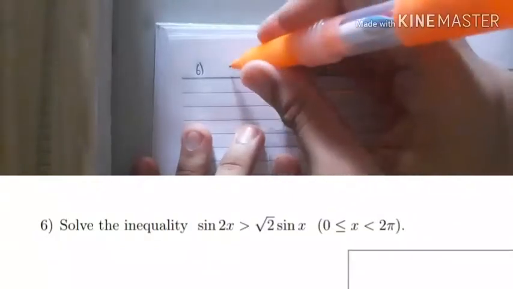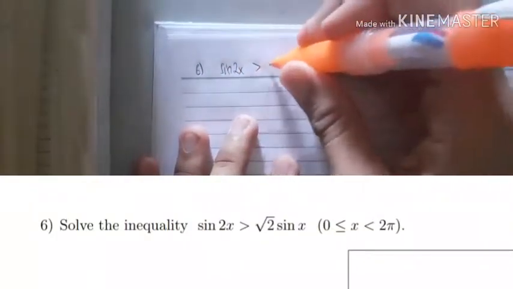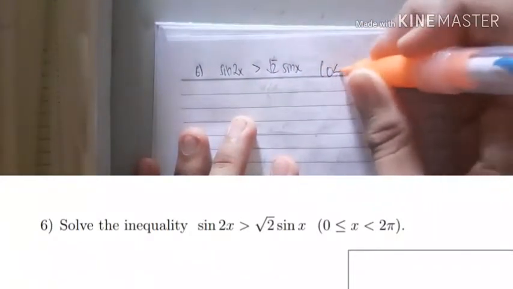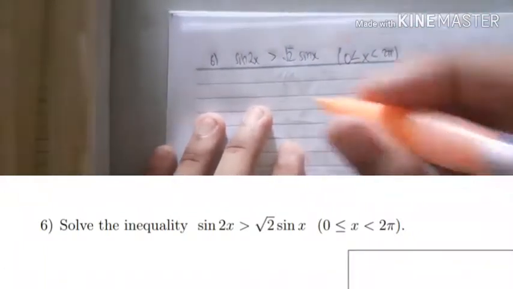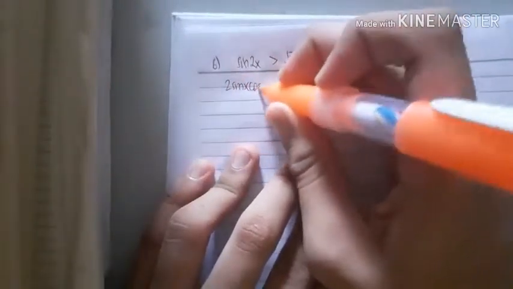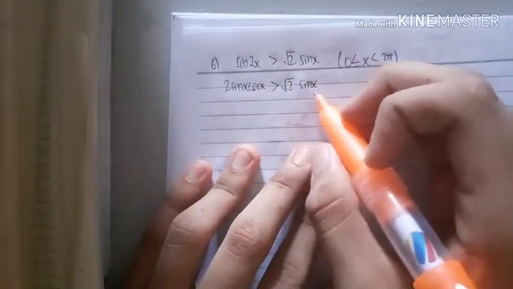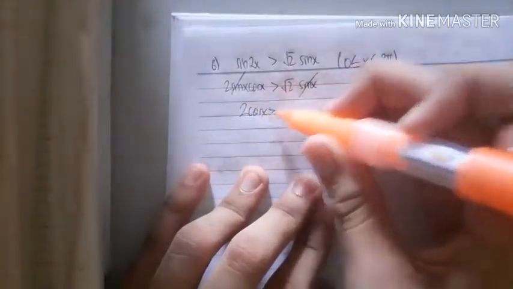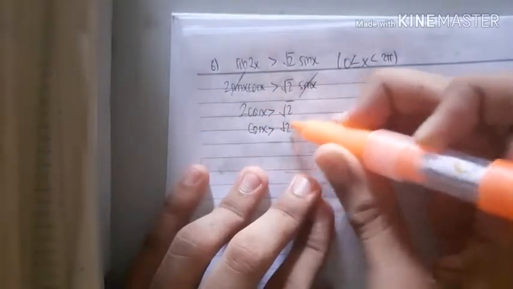Number 6, we have an inequality of trigonometry now. Sine 2x greater than root 2 sine x. And we have the interval of the angles, x between 0 and 2 pi. Now we just change, because of the identity of trigonometry, sine 2x equals 2 sine x cosine x greater than root 2 sine x. We can cancel sine x here. So 2 cosine x greater than root 2. So cosine x greater than root 2 over 2.